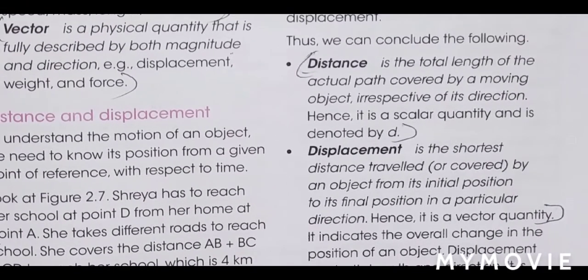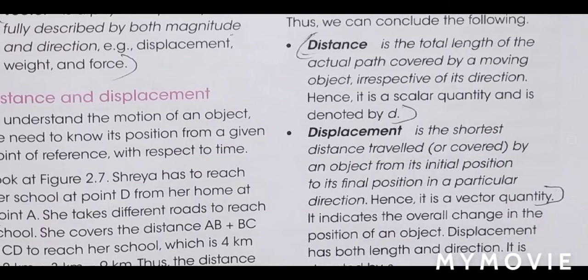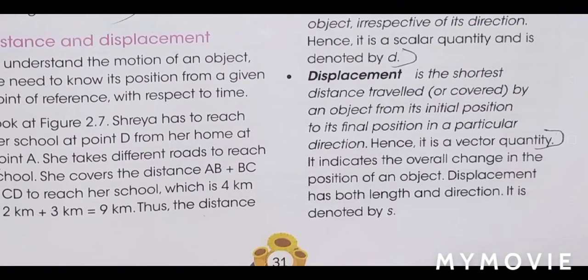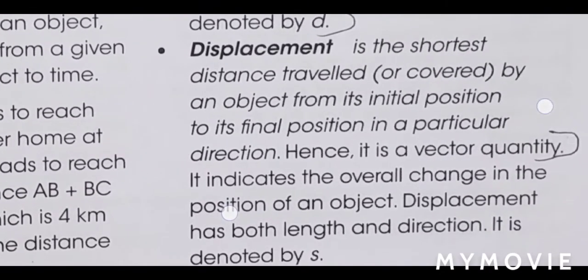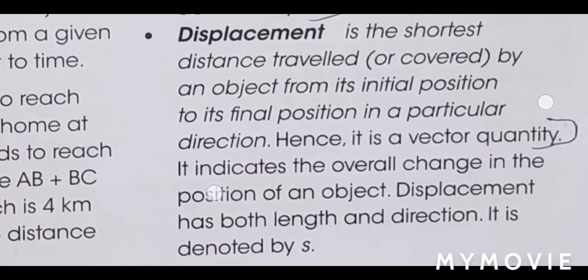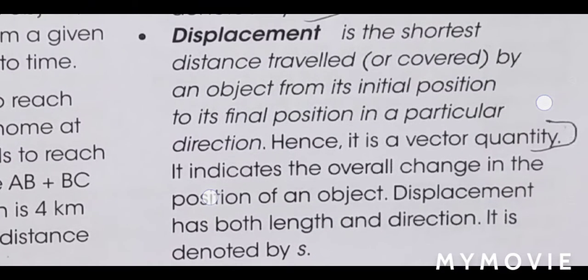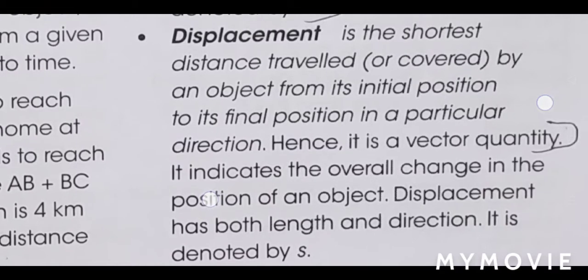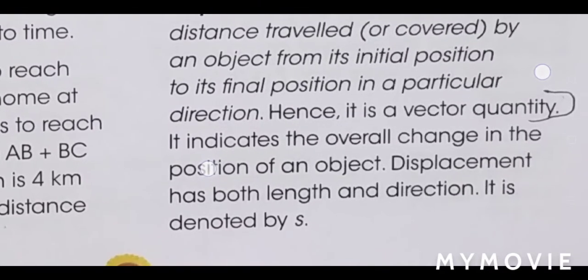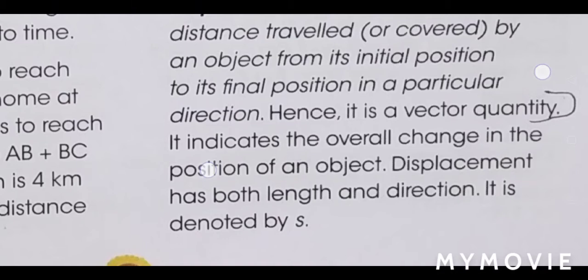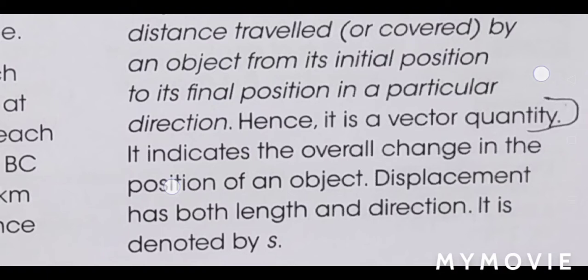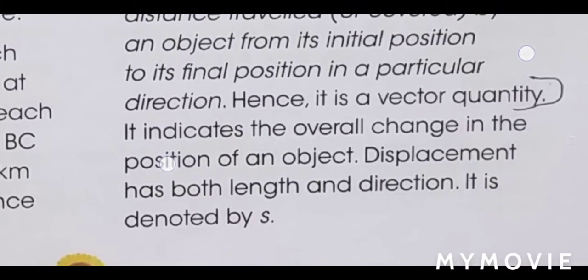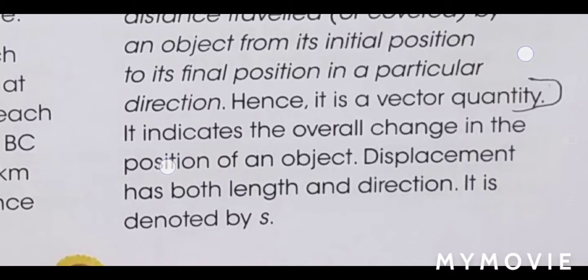Now displacement. What is displacement? It is the shortest distance traveled or covered by an object from its initial position to its final position in a particular direction. So displacement depends on the direction. So we can say displacement is a vector quantity because it is expressed by both its magnitude and direction.